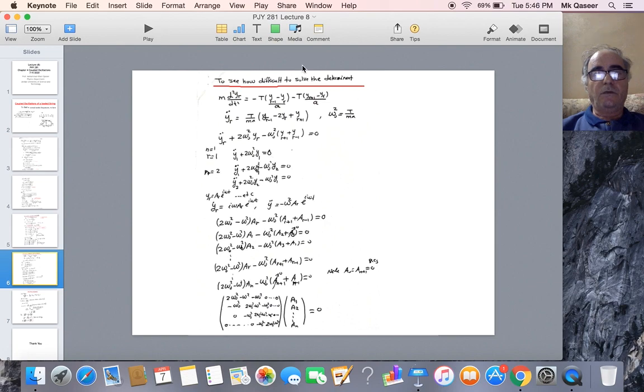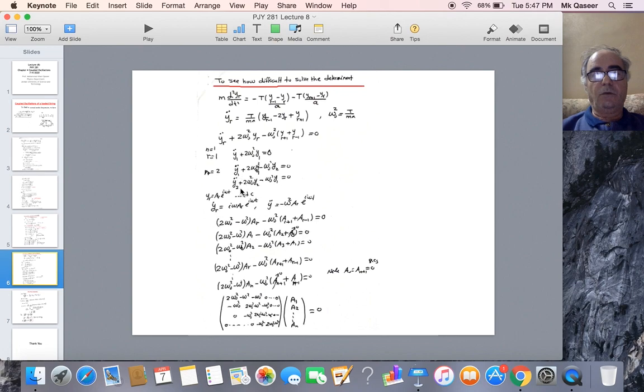Now to see how difficult it is to solve the determinant, we already derived this equation of motion. Now simplifying to get y double prime r plus 2 omega 0 square y r minus omega 0 square y r plus 1 plus y r minus 1 equals 0. Let's take one particle, that's r equal 1. We get this equation. We already did this problem. Also for n equal 2, we already did this problem in the previous lecture.